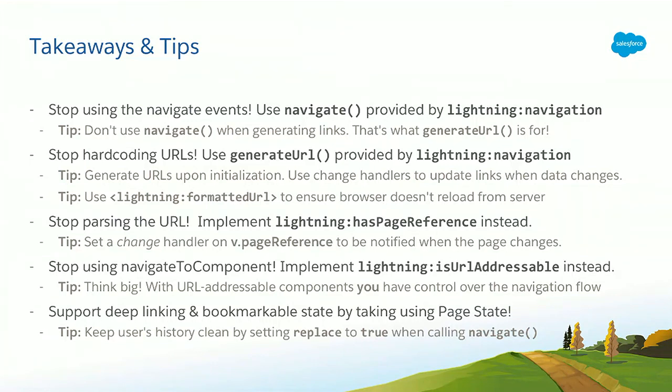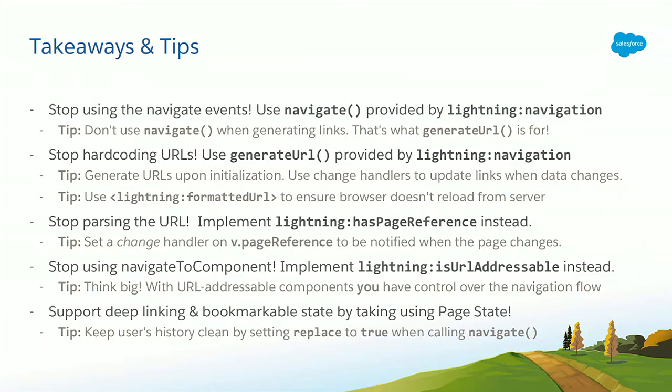You also want to stop parsing the URL. You should implement has page reference instead, and then you can just access the information that's in that URL through that. You should stop using navigate to component and instead use standard component page reference type. You'll have more human-readable URLs. You'll also be able to react to page reference changes.